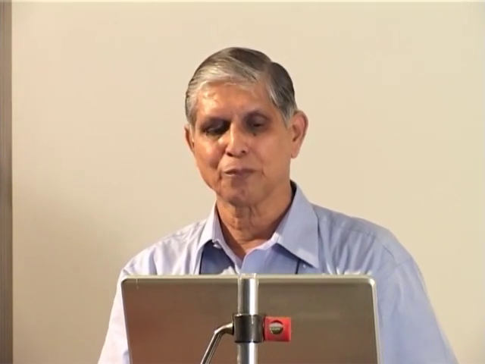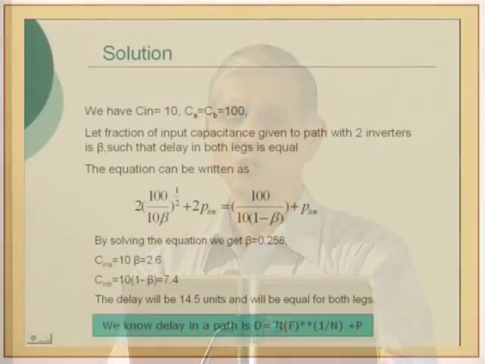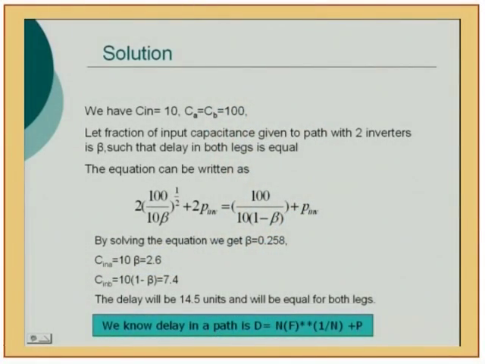I substitute beta there in the upper expression and I calculate the delay, which is equal for upper fork and lower fork. And then I know Cn A is beta times the capacitance, and the other is 1 minus beta times Cn. So I calculate Cn A as 10 times beta, which is 2.6, and 10 times 1 minus beta, which is 7.4.